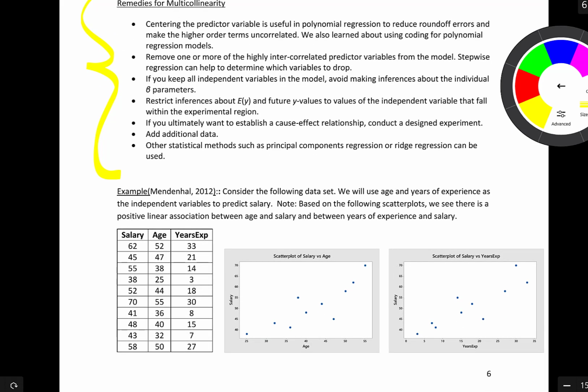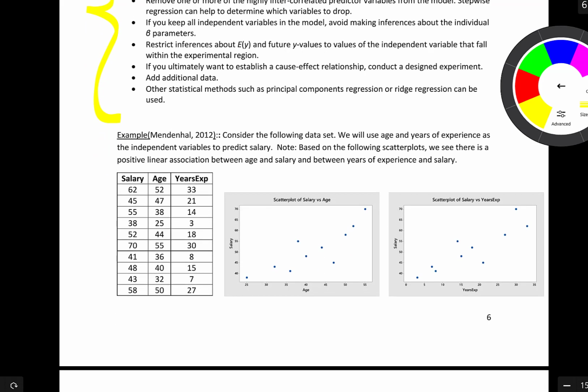But let's look at an example here. So consider the following data set. We're going to use age and years of experience as independent variables to predict salary. So notice based on the following scatter plots, we see there's a positive linear association between age and salary and between years of experience and salary. Also, if we think about age and years experience, those things are probably correlated with one another.